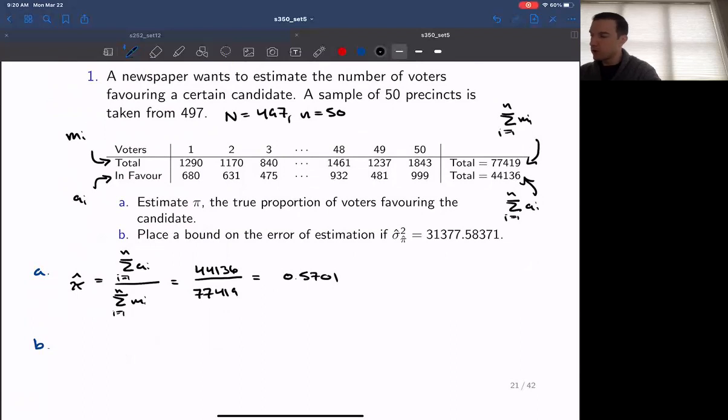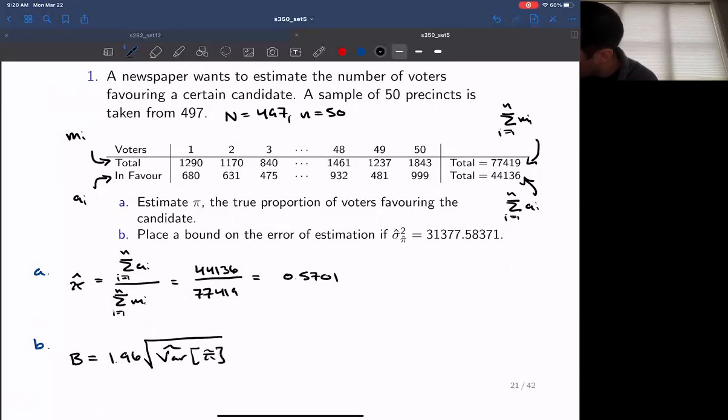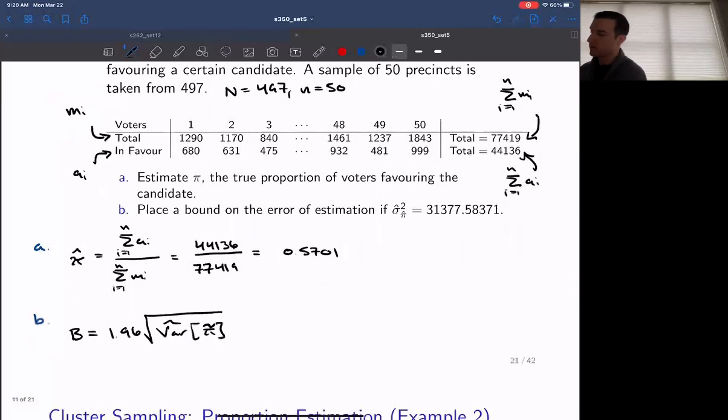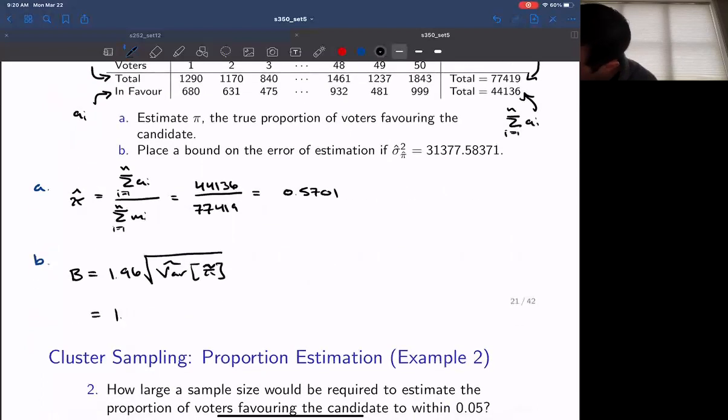All right, in part 2, we're just asked to place a bound on this estimate. So the bound here is just going to be 1.96 multiplied by the square root of the variance of pi tilde. So that's going to be 1.96 multiplied by the square root of (1 minus little n over capital N) sigma hat pi over n.